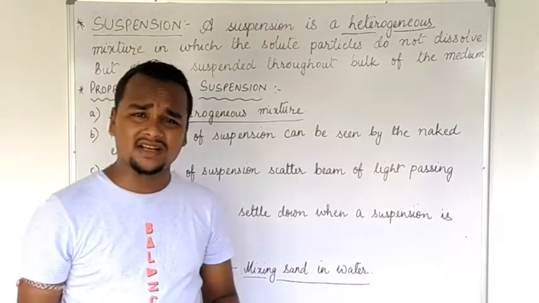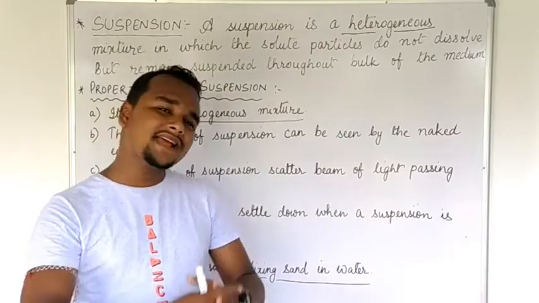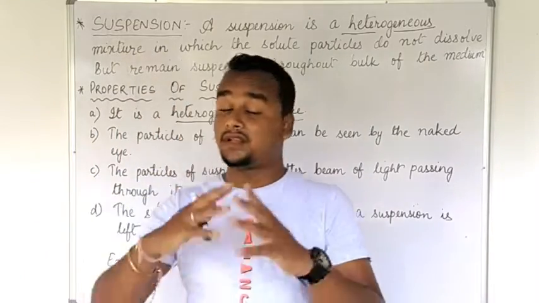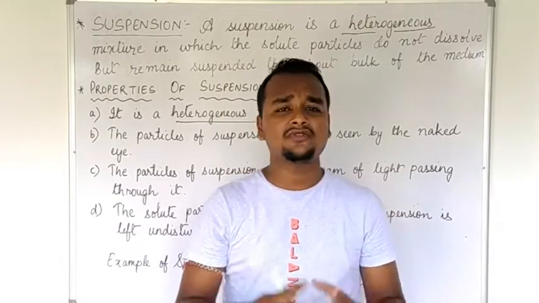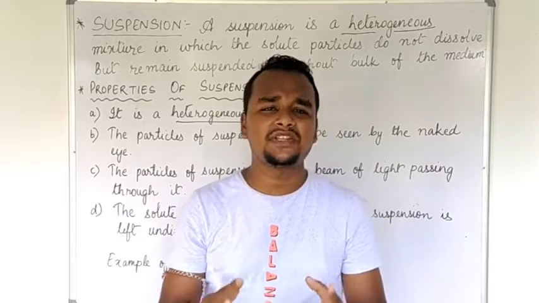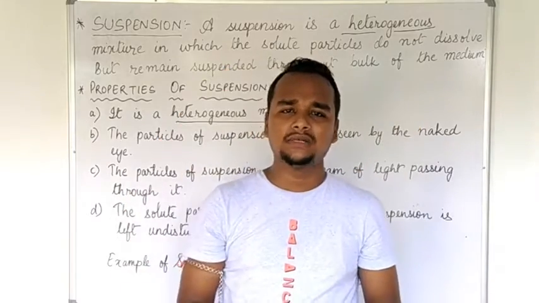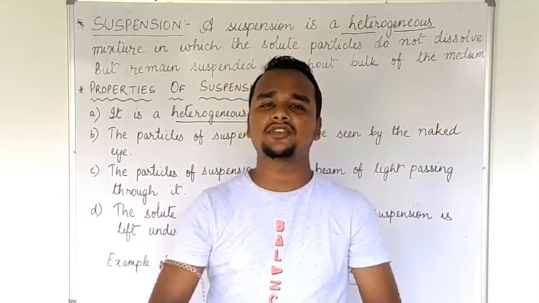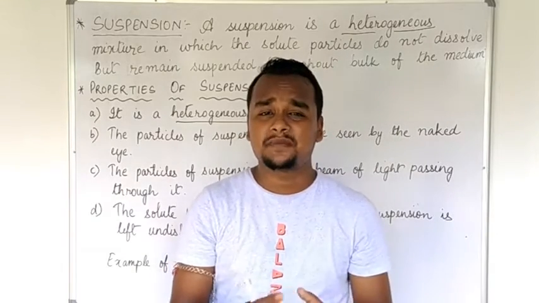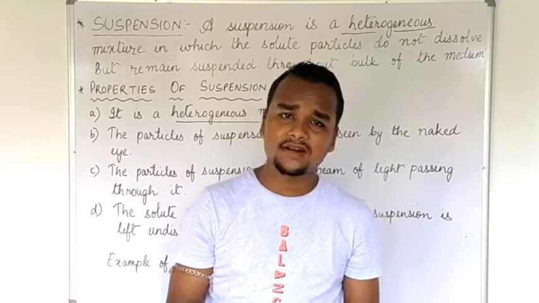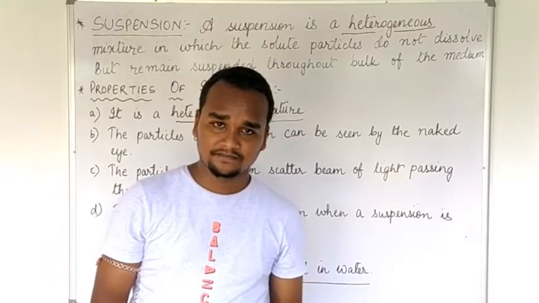So the suspension, is it stable or unstable? A suspension is unstable. Why is it unstable? The first reason for it being unstable is that the solute particle is not dissolving with the solvent. That's why it is unstable. Second, once a suspension is made, then what happens? After some time, the solute particles will settle down. You will no longer get a suspension after the solute particles settle down, right? So that is the reason why the suspension is unstable. Clear? Here again I have written the example. An example of a suspension is mixing sand in water.